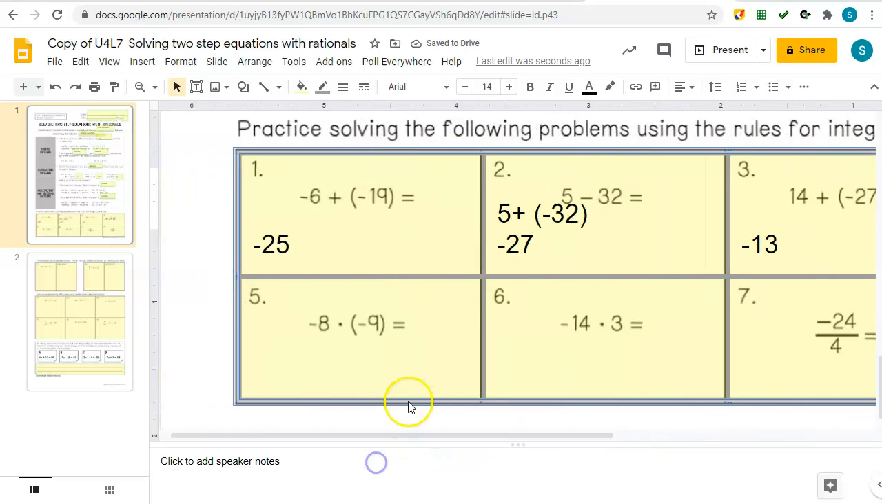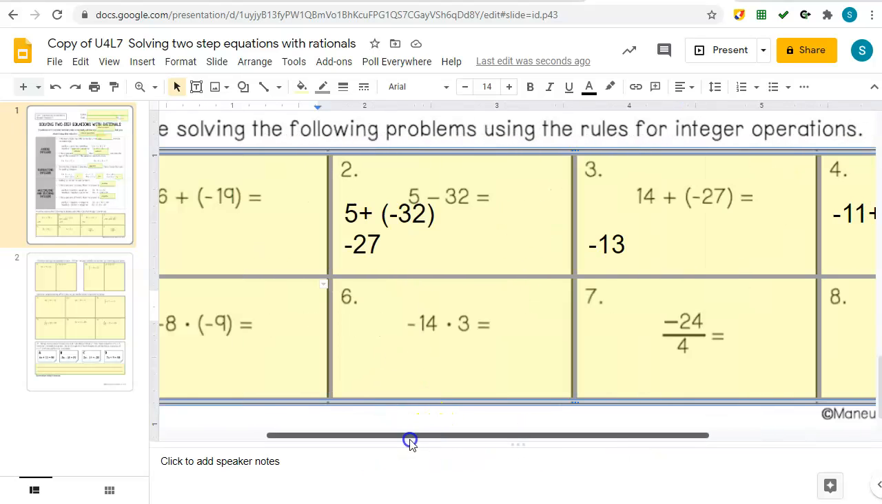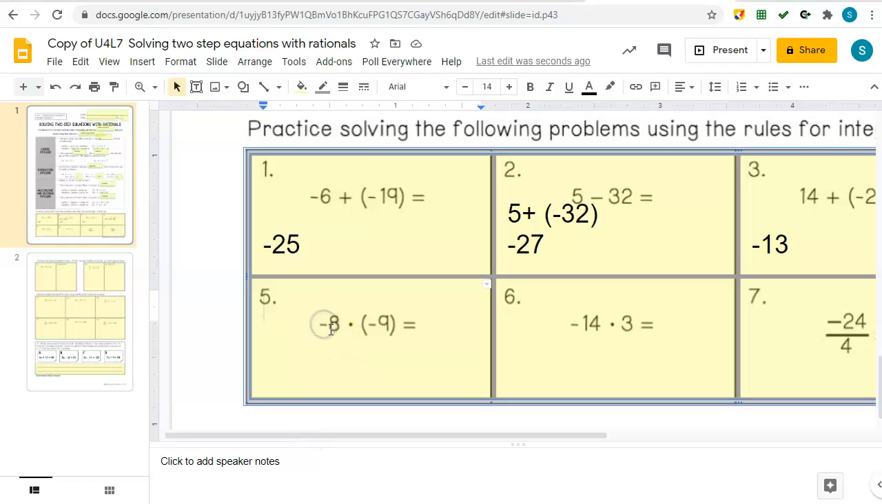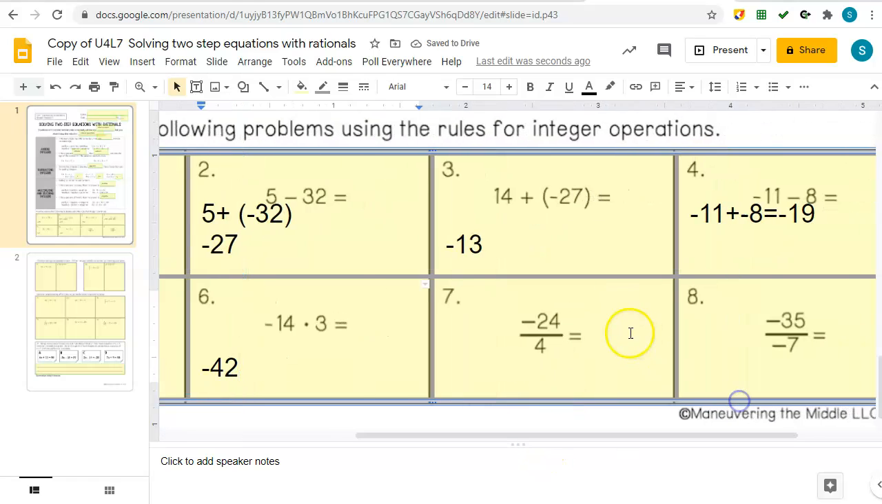Alright, let's take a look at this next one. We've got same sign, the answer is positive, so this is going to be 72. Different sign, the answer is negative, so it's going to be negative 42. Let's take a look at this one. Different sign. So the answer is going to be negative. It's going to be negative 6. This one, the answer is same sign. The answer is going to be positive 5.